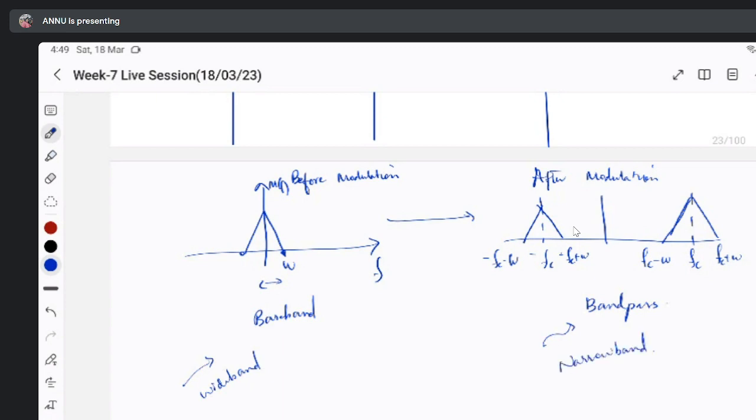Baseband means the native frequencies in the original message. That's called baseband, right? The word baseband, normally we use it for the frequency range in the original message.